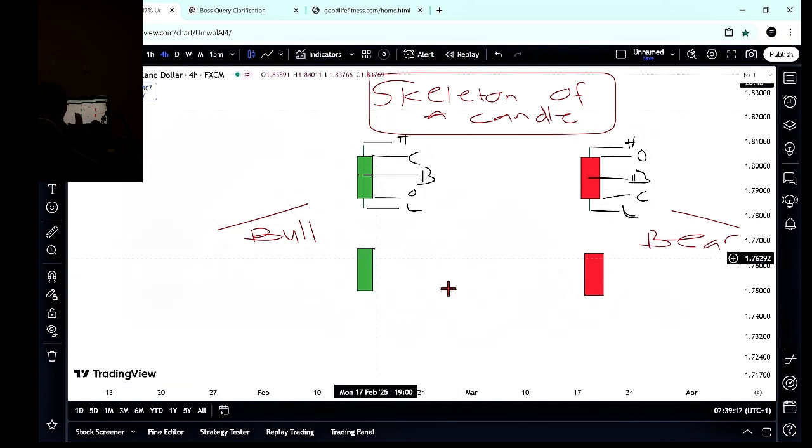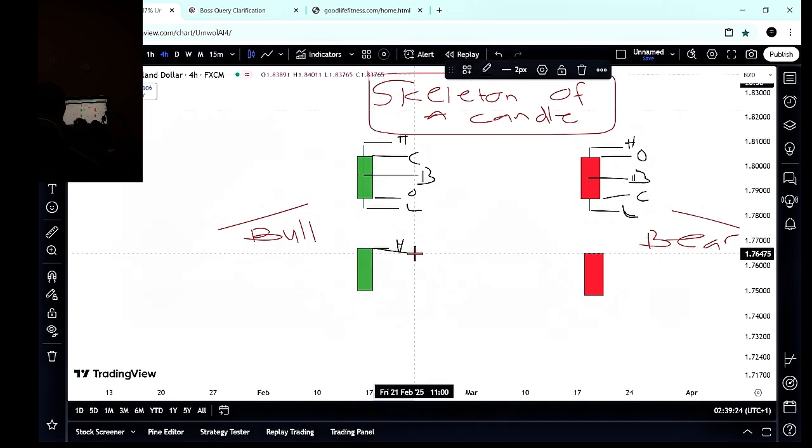You can see this is a bullish candle without any wicks. Where is going to be the high? This is still going to be the high, the highest point that this candle got to. Where is going to be the close? This area is still going to be the close. Where is going to be the body? The body remains the same. Where is going to be the open? The open is going to be this area, right?